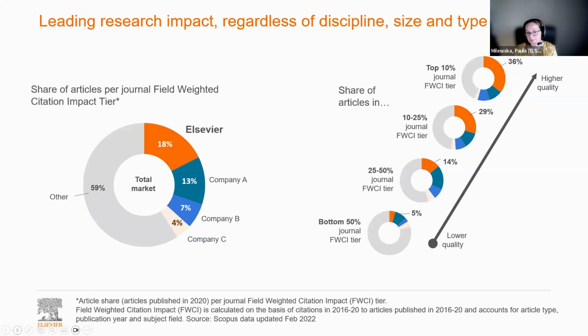This is based on field-weighted citation impact. So you can see, for example, that if we take top 10% of journals based on field-weighted citation impact here, 36% of it comes from Elsevier. And go on. So you can see that we have a lot of high-quality journals. Actually, most of our journals are in top 25% of best journals.